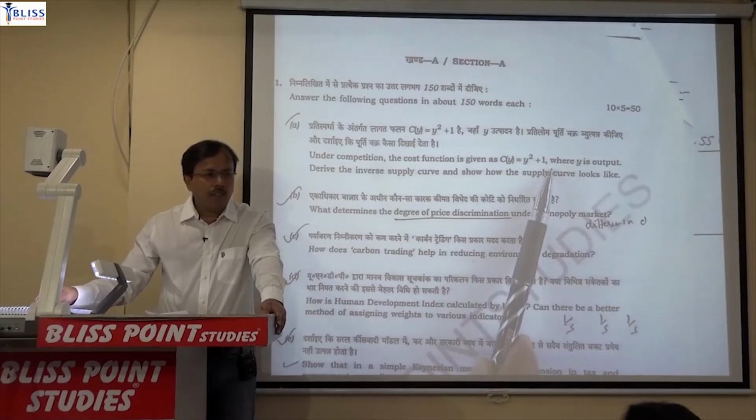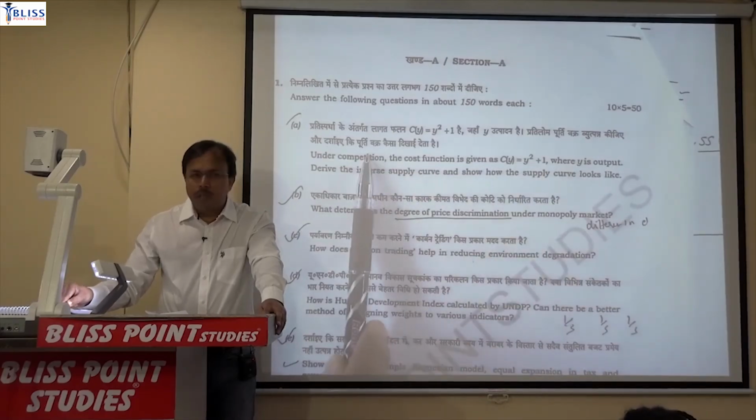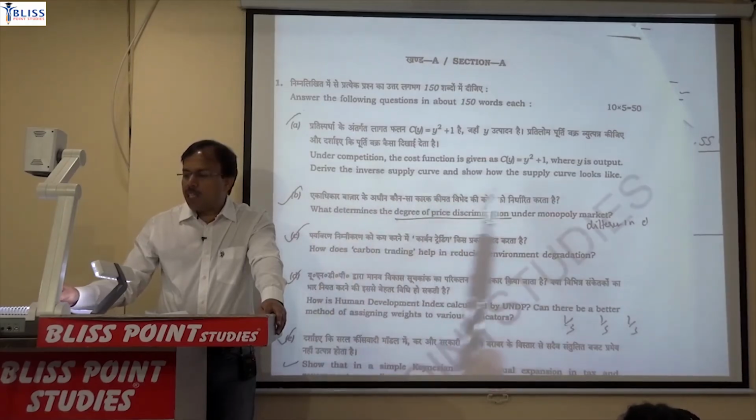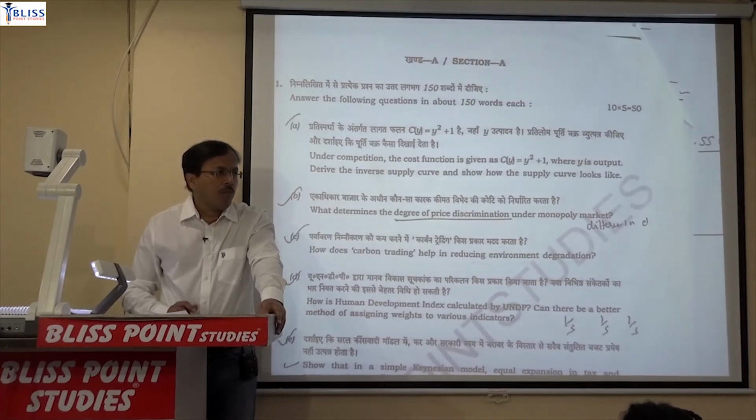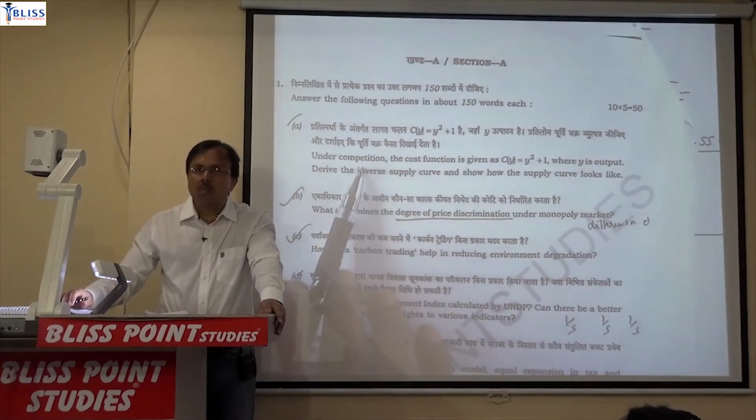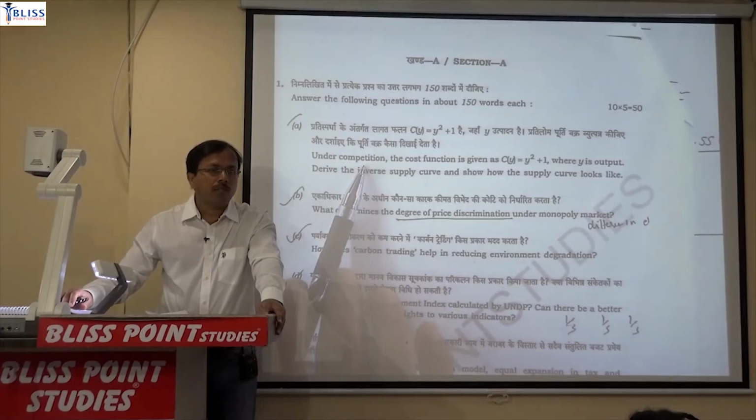Cost function given है, competition word use हो गया है. Derive the inverse supply curve and show how supply curve looks like. That means you have to plot it. But you know that under competition, which cost curve is supply curve? Marginal cost curve is supply curve.